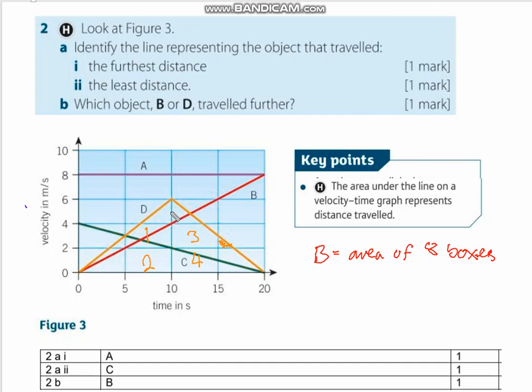So that's sort of less than 1 box, even with those 2 added together. That plus that is slightly more than 1 box with those 2 added together. So we could say that maybe this one and this one are approximately 1 more box. So that would be 5 boxes, and this one down here is maybe up to about 1 more box. So that would be 6 boxes. So D is an area of about 6 boxes. So which object, B or D, travelled further? We're saying that B, because it has an area of 8 boxes.